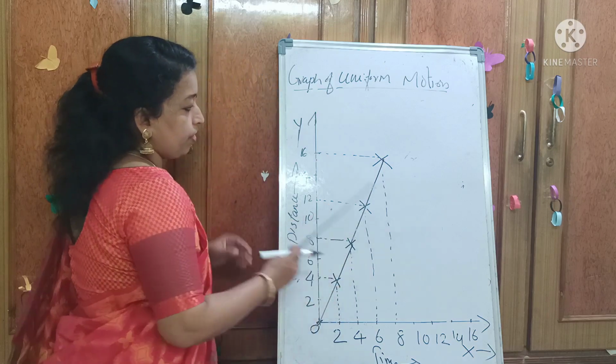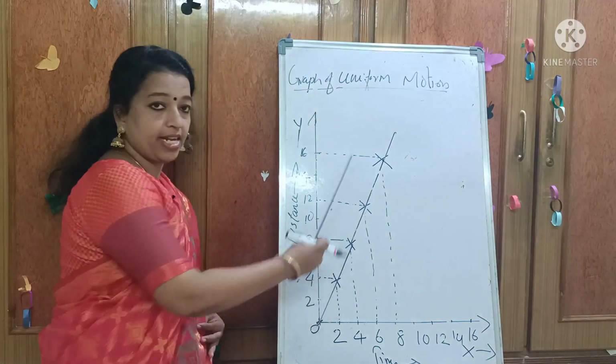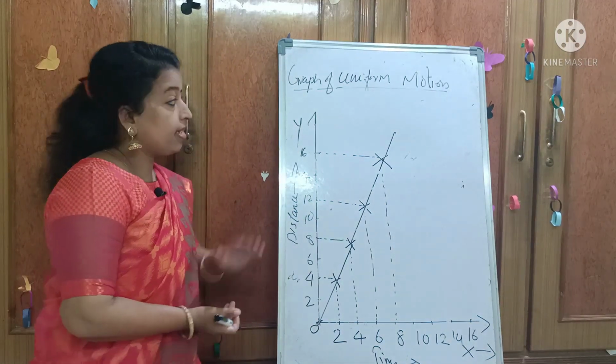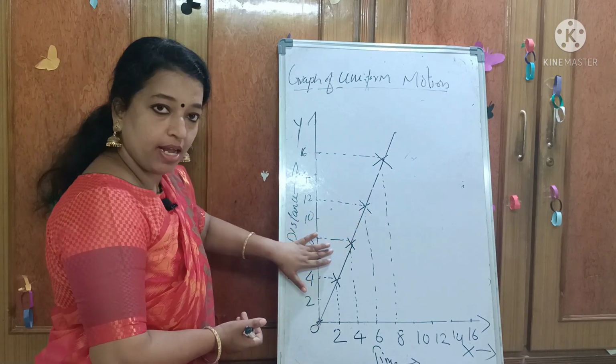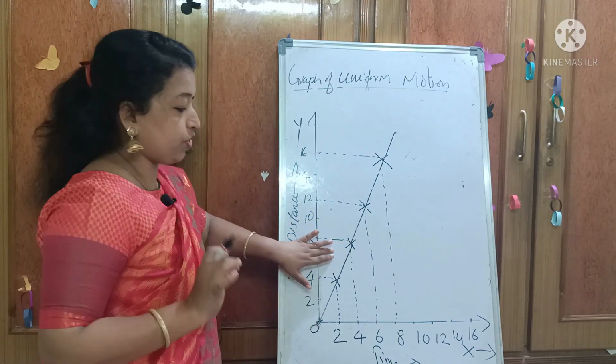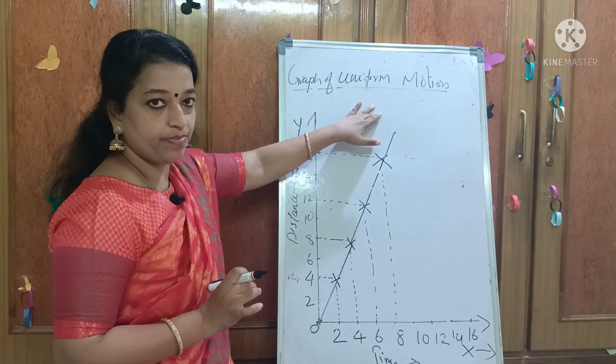So what are you getting? You are getting a straight line graph, right? So we can say that the graph of a uniform motion is a straight line. Note it down: the graph of a uniform motion is a straight line.